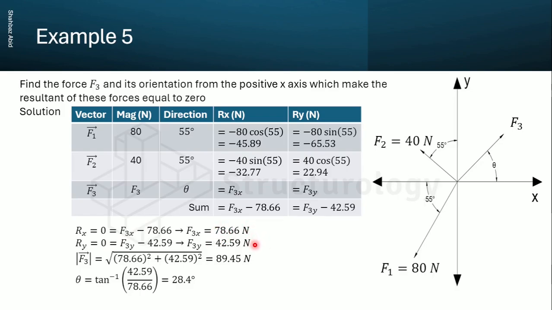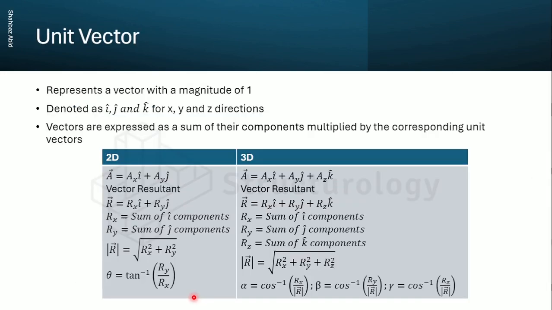Once we get these two, we can now simply calculate its magnitude as well as the orientation of this vector or this force F3, which will cancel the resultant and is going to make the resultant equal to 0. Since we discussed how we can get the components of the vector if we know the magnitude of the vector as well as its direction with respect to any axis.